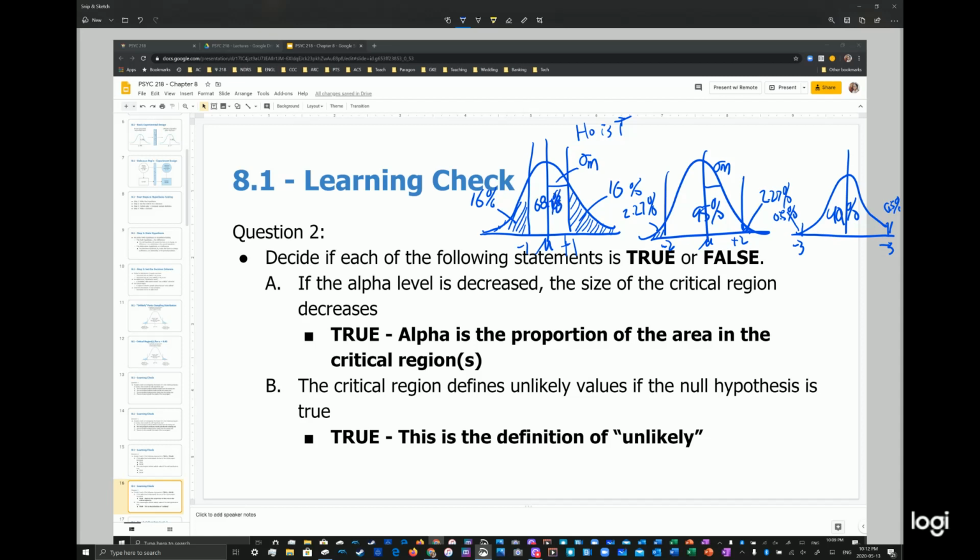So again, as the alpha level decreases, your critical region decreases. And you can say it the other way. If I decrease the size of the critical region, if I put in really, really unlikely values, that is, really far away from the population mean, then the area, the probability where we reject the null hypothesis, is going to be that much lower. And when we reduce that probability, we also reduce the probability of a type 1 error. But that also means we're not going to reject the null nearly as often.